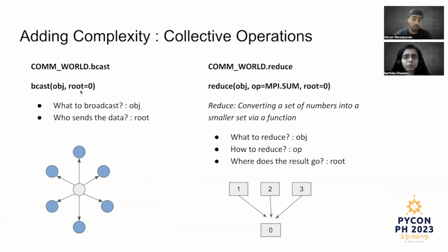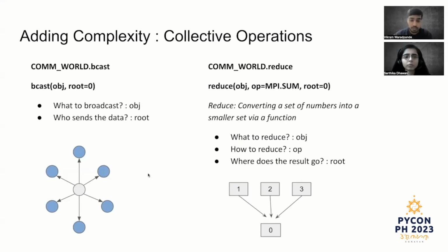Everyone would have to call this, but the data would be sent only from root equal to 0, that is process 0. This is just a schematic figure. It's not how it actually works. It won't go from 0 to 1, 0 to 2, 0 to 3. It has some internal optimizations, but you can imagine it conceptually to be like this.